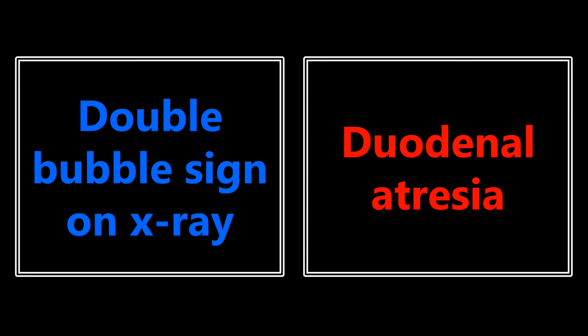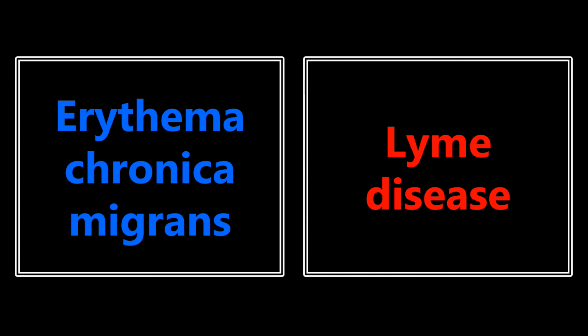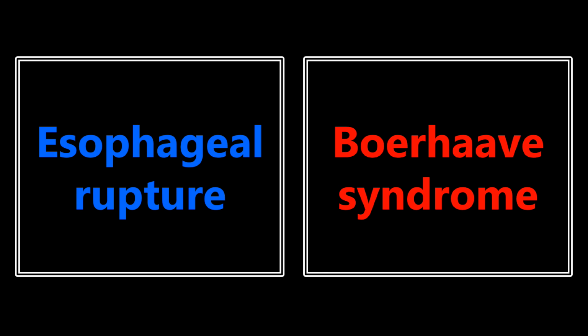Double bubble sign on x-ray. If you see this, it'll usually be in the abdomen, and that's going to be a sign of duodenal atresia. Erythema chronicum migrans. This is also a really well-known one to medical students. This is, of course, the bullseye rash that is characteristic of Lyme disease. And the last one here, esophageal rupture. If you ever hear this, you really want to be thinking about Boerhaave syndrome.